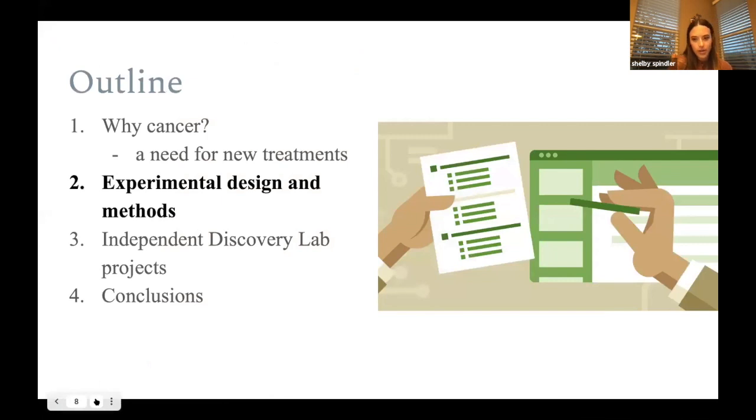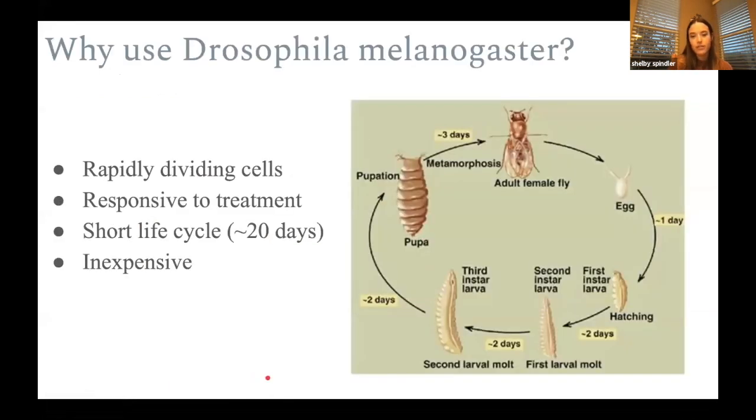So a little bit of how we designed our experiments. So we used Drosophila melanogaster as our model organism for tumors. So these are just your wild type fruit flies. They themselves don't have any mutations. They don't have any tumors in them. But we use them as our model organism for tumor, this third instar larvae right here, because they have really rapidly dividing cells that mimic tumors.